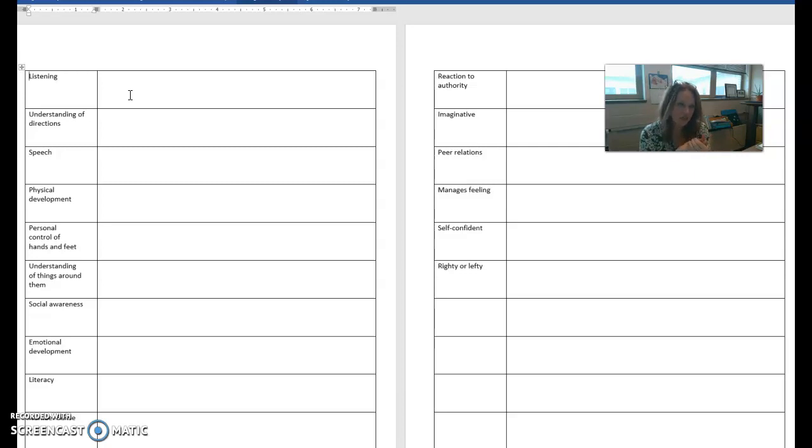Same thing, understanding of directions. How do I know the student understood the directions? Is he doing what I'm asking him to do? Is he asking questions? Is he performing as his peers are performing? Those kinds of things. So we're going to go through speech, physical development.